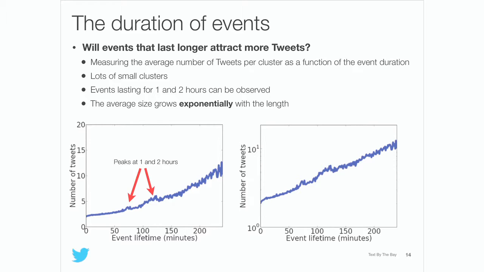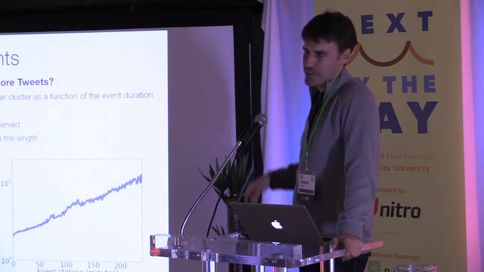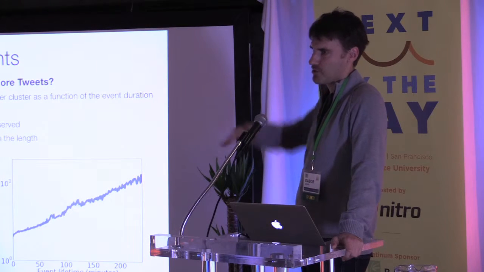Just very quickly about the temporal characteristics of these events. When you look at the length of these events and how many tweets they get, on the left-hand side you can see how many minutes it takes for the event to go from the first tweets until it dies out. It's an increasing curve. On the right-hand side, we rescaled the y-axis, and it's more or less exponential, a very slow exponential, but it is increasing.